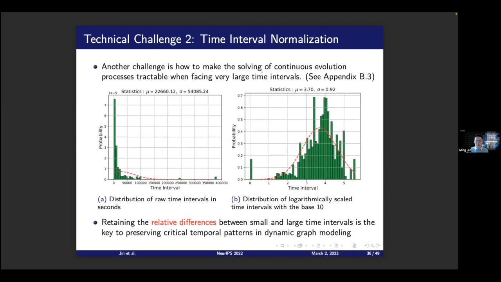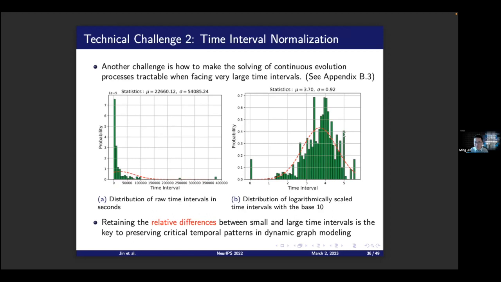And another challenge is the time interval normalization. In real-world dynamic graphs, we see that the time interval distribution looks like this. We can see the average time interval is about 23,000. It's a very large number. You cannot do ODE solving with this kind of time interval. It's not feasible. But how can we do that? We need to scale the time intervals down to a quite small range to enable the ODE solving.